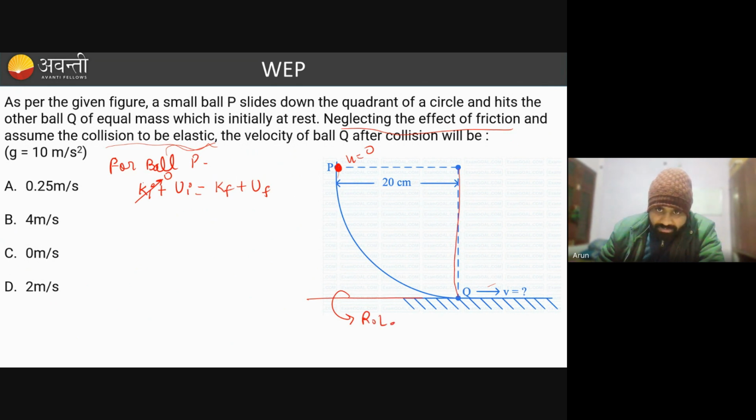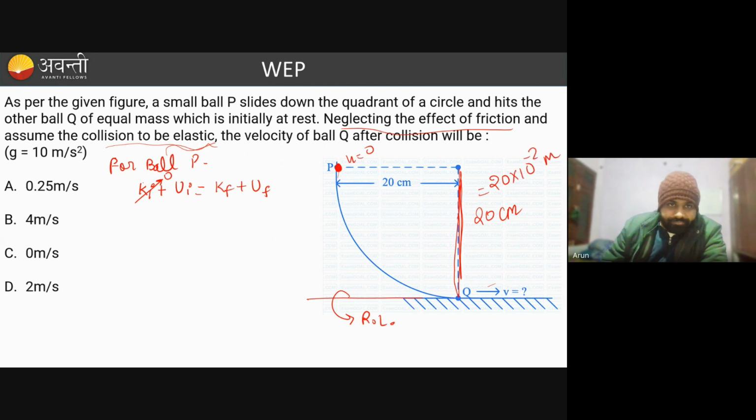So for this reference line, this must be the height, and it is nothing but 20 centimeter equals 20 into 10 raised to the power minus 2 meter. So U will become mgh, the gravitational potential energy. So it will become m into g into h. Mass of the ball, let's say, is m, multiplied with g, multiplied with 20 into 10 raised to the power minus 2.